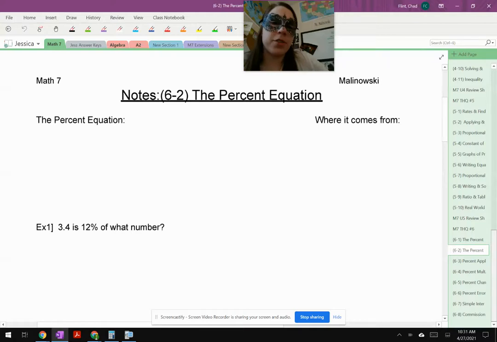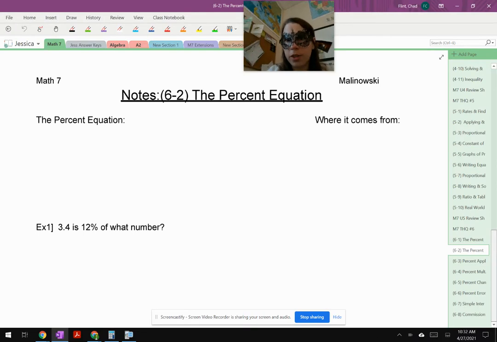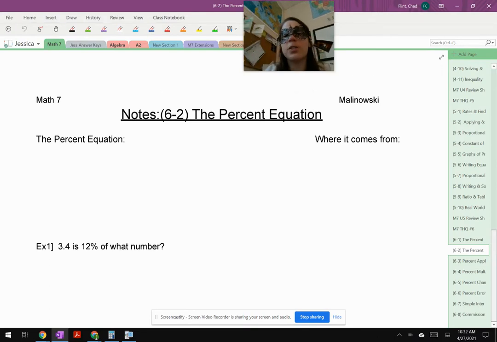Okay, so here we are looking at notes for 6-2, the second lesson in Unit 6. And this one is talking about the percent equation. This is almost the exact same thing as the percent proportion, except it's just a little bit different. It actually comes from the percent proportion. I'm going to show you that over here.